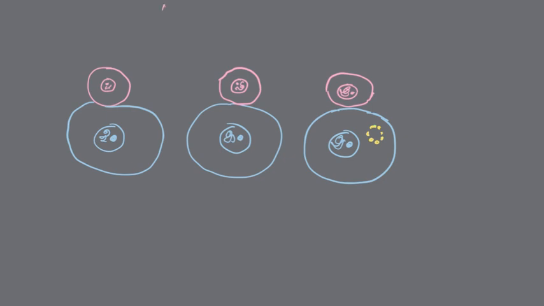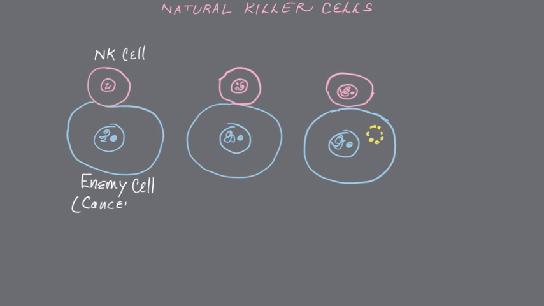Unhealthy cells such as these look quite different from the normal cells. These enemy cells carry special receptors on their cell surface that can be recognized by the natural killer cell. So let's take a look at how a natural killer cell destroys the enemy cell. The natural killer cell is shown here in pink, and the enemy cell is shown in blue. The enemy cell could either be a cancer cell or a virus-infected cell.